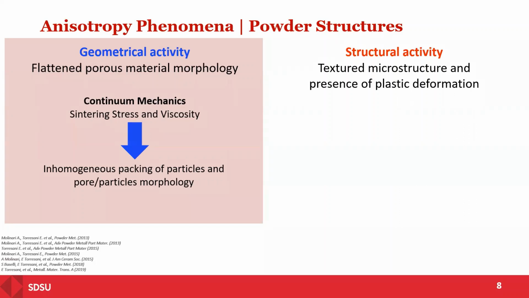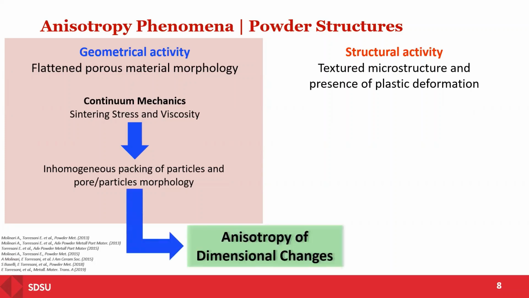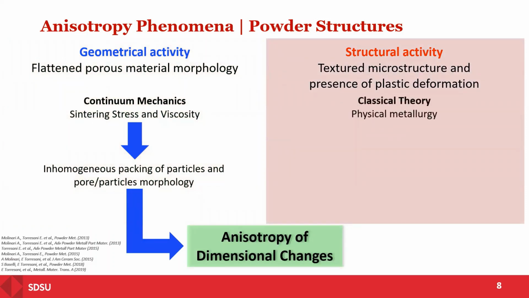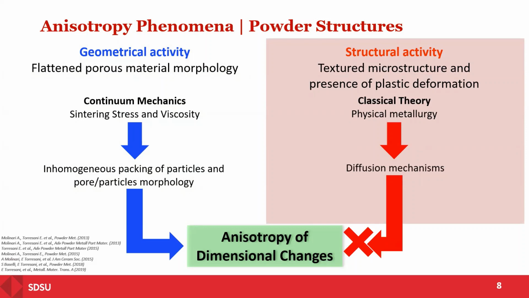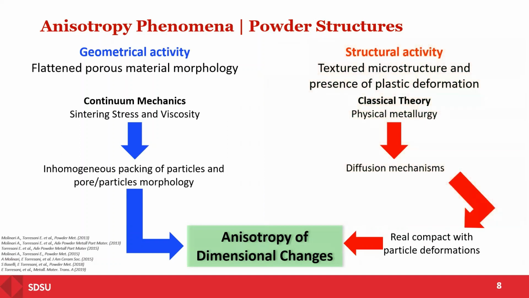For the structural activities, we consider how the crystalline structure of our material has been deformed during the compaction. For this, I look at the classical theory present in physical metallurgy that describes sintering as a diffusion phenomenon, the diffusion mechanism. But the classical volume diffusion, grain volume diffusion, doesn't distinguish the direction where these phenomena happen. It's just a function of the temperature. So for that, I try to embed the texture of the material and how the difference in, in this case, dislocation density can help us to describe this anisotropy of dimensional change during sintering.